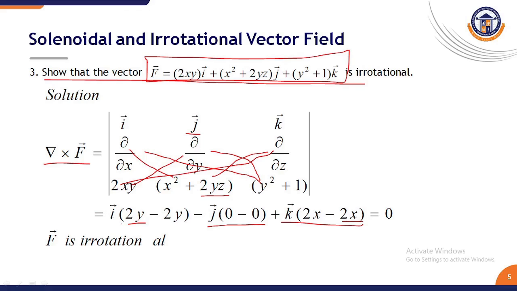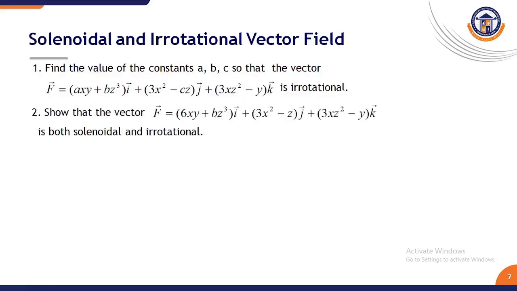Now check the component of each term. 2y minus 2y is 0, 0 minus 0, 2x minus 2x is 0. That is del cross F vector equal to 0. Therefore the given F vector is an irrotational vector. So these are exercise problems.